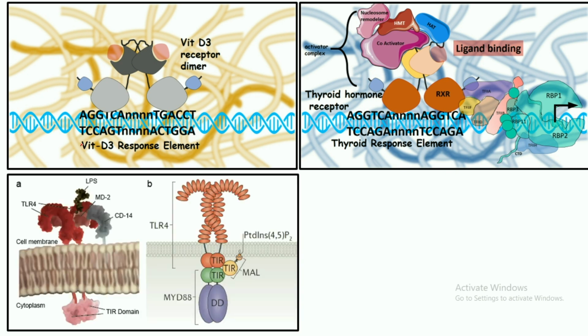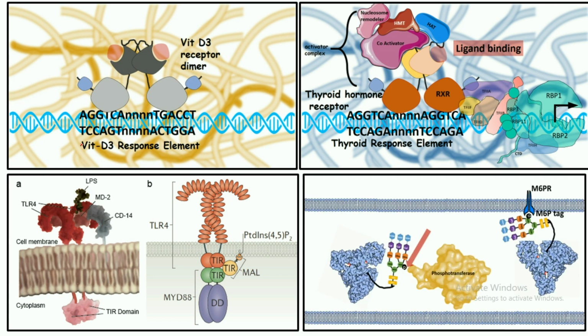Now toll-like receptors, we have learned about them in immunology, and they are pattern recognition receptors. They identify several components of bacteria or pathogens, and toll-like receptors have a specific signaling paradigm. Lastly, we have the mannose 6-phosphate receptor. These receptors bind to phosphorylated mannose residues, but this is very important in terms of transporting lysosomal hydrolases into the specific lysosomal compartment.